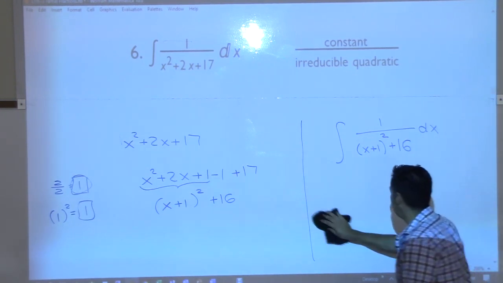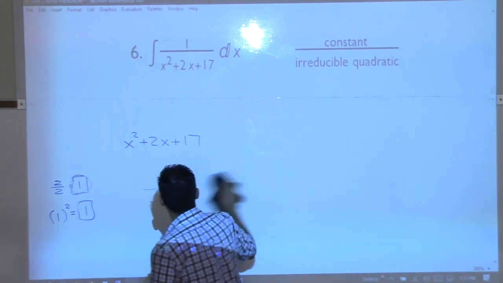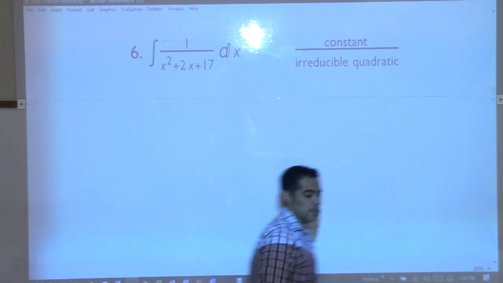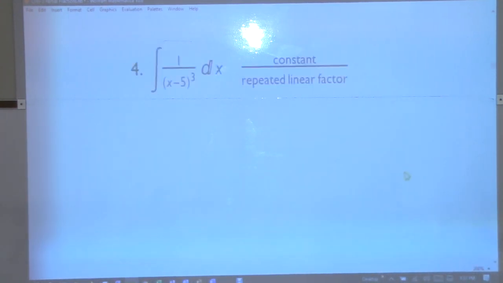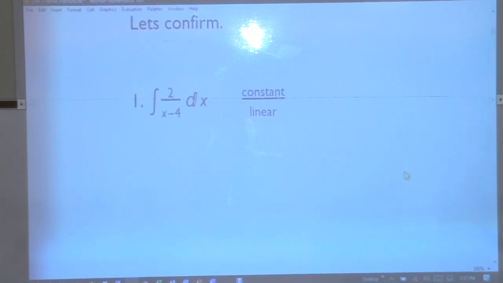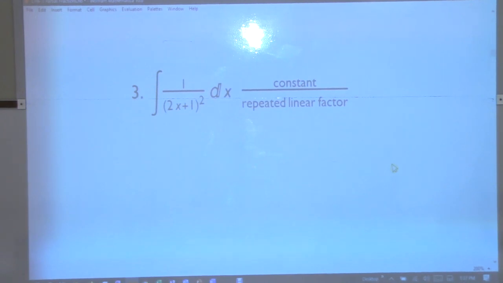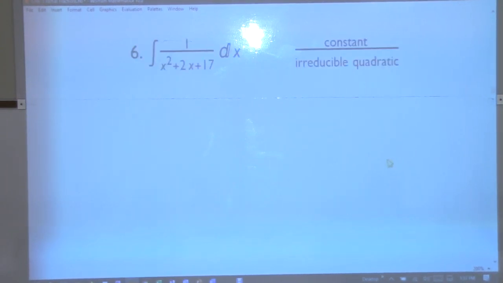Okay, so if we have a constant over, you don't like this? Okay, it's all right. Constant over linear, in business. Constant over repeated linear, we're in business. Constant over quadratic, missing the x term, as long as we have addition, we're in business. Constant over irreducible quadratic, we're in business.